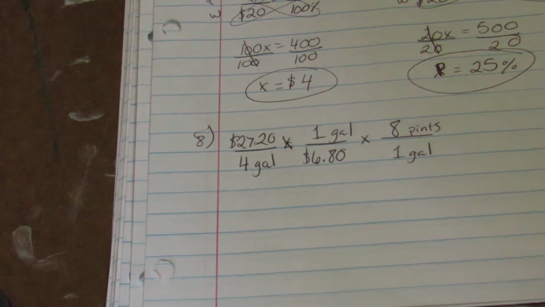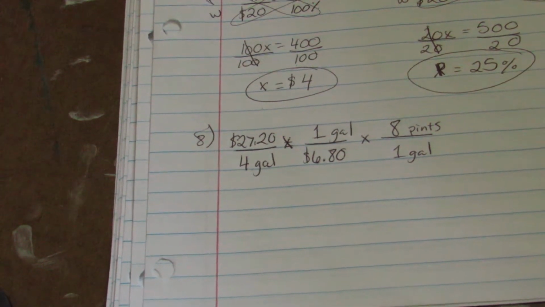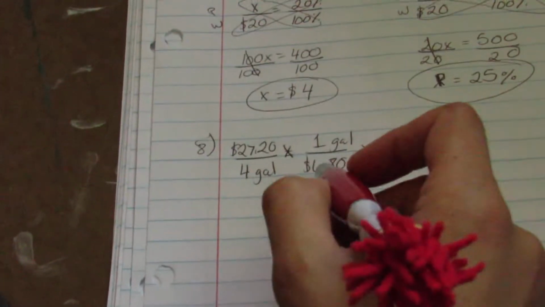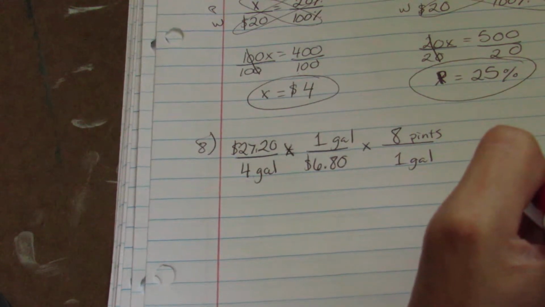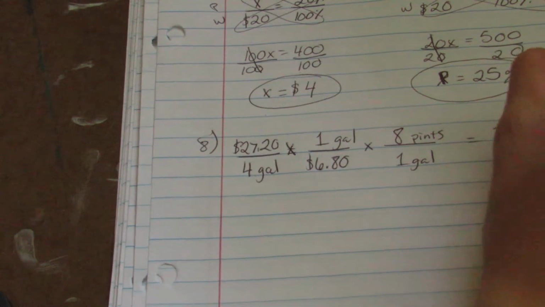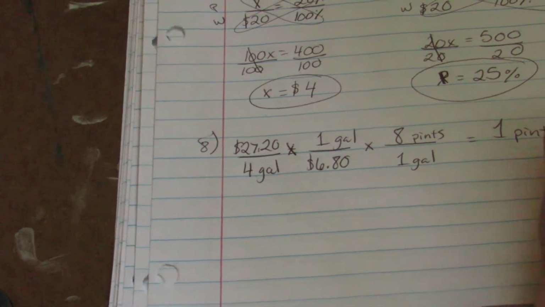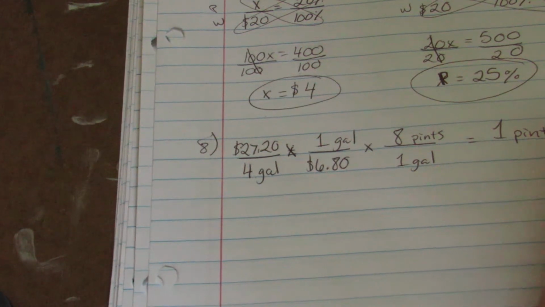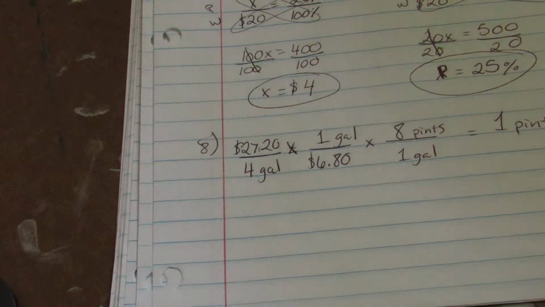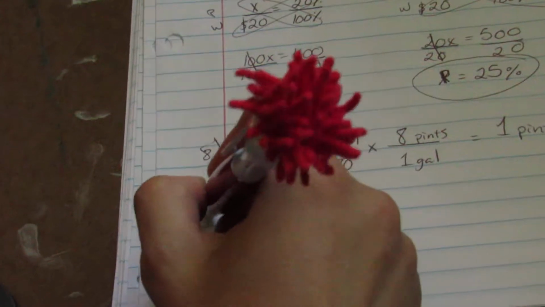So let us do the math. 680 divided by 8 means that 1 pint is equal to $1.18. So if you guys look, remember this is money we're dealing with, so I went ahead and rounded my 7 to an 8 since it's money. So 1 pint is equal to $1.18. Now, let's move on to number 9.